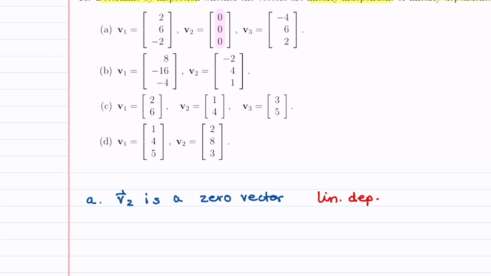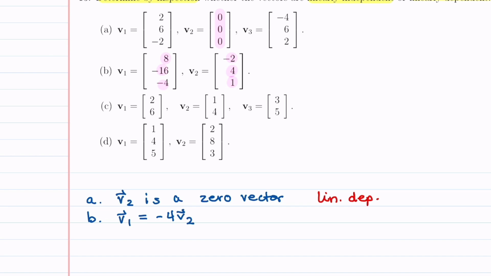Let's now look at part B. In part B, what we need to notice is that there might be a relation between V1 and V2. So let's go ahead and start. Let's look at these numbers. Do you see that if we multiply -2 by -4, we're going to get 8? Let's see if that holds. If we have a 4, multiply it by -4, oh, it does. We get a -16. And then 1 times -4 is -4.